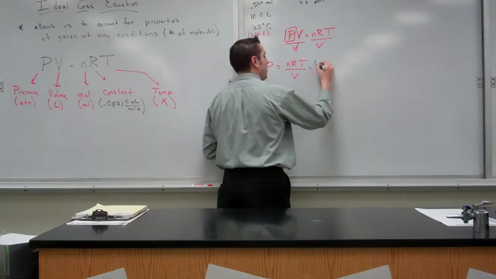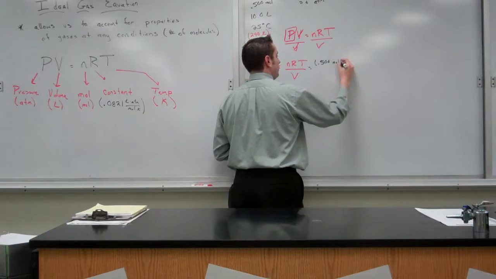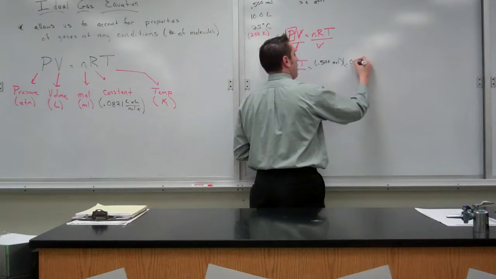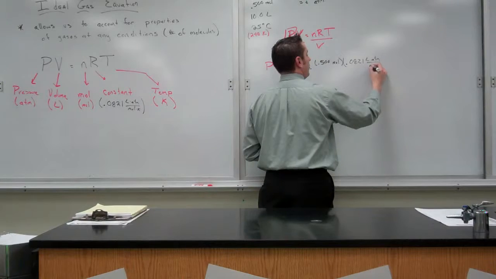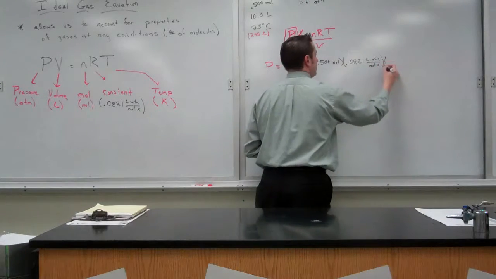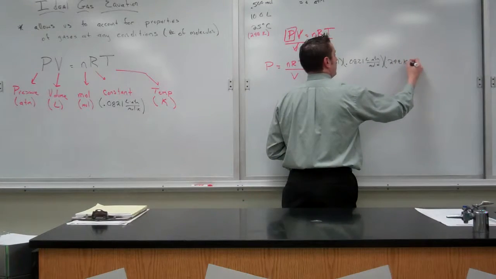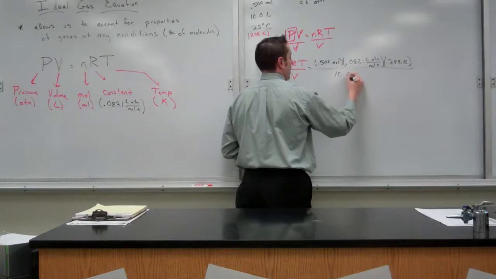n is 0.500 moles. R, 0.0821 liters ATM per mole Kelvin. T, 298 Kelvin, all over V, 10.0 liters.